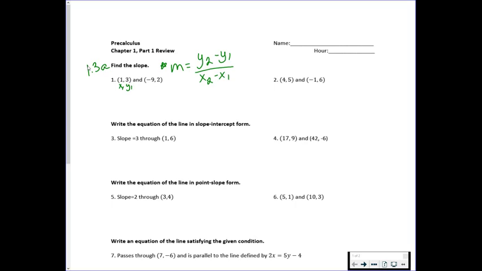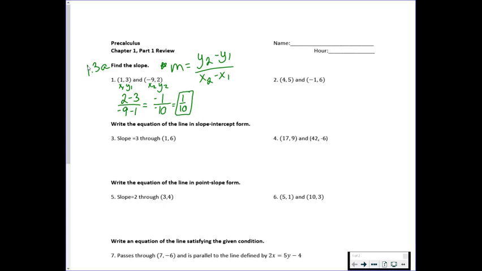But let's go label it: x1, y1, x2, y2. And now I'm just going to plug them into my formula. 2 minus 3 over negative 9 minus 1. Make sure to keep those minus signs there. 2 minus 3 is negative 1. Negative 9 minus 1 is negative 10. And that reduces to positive 1/10. So that is our slope of our line between those 2 points.